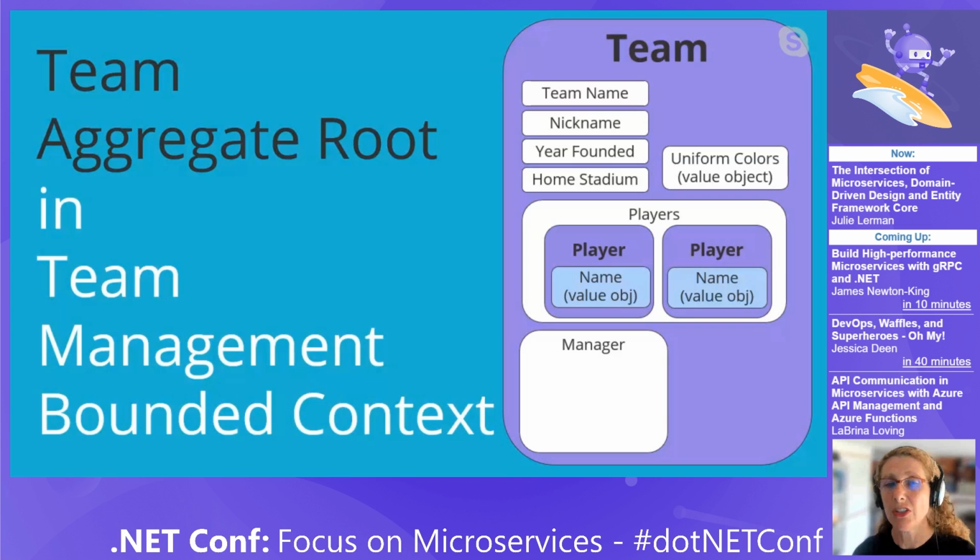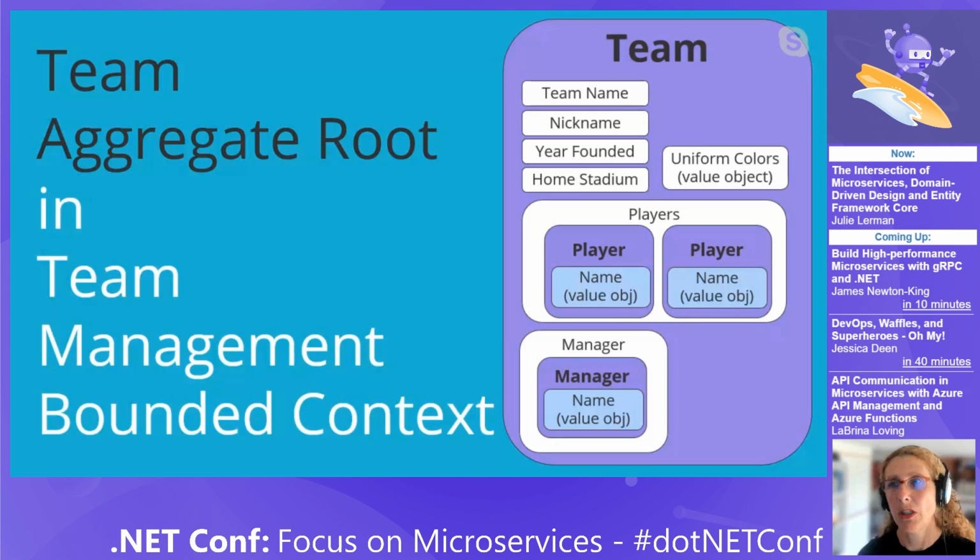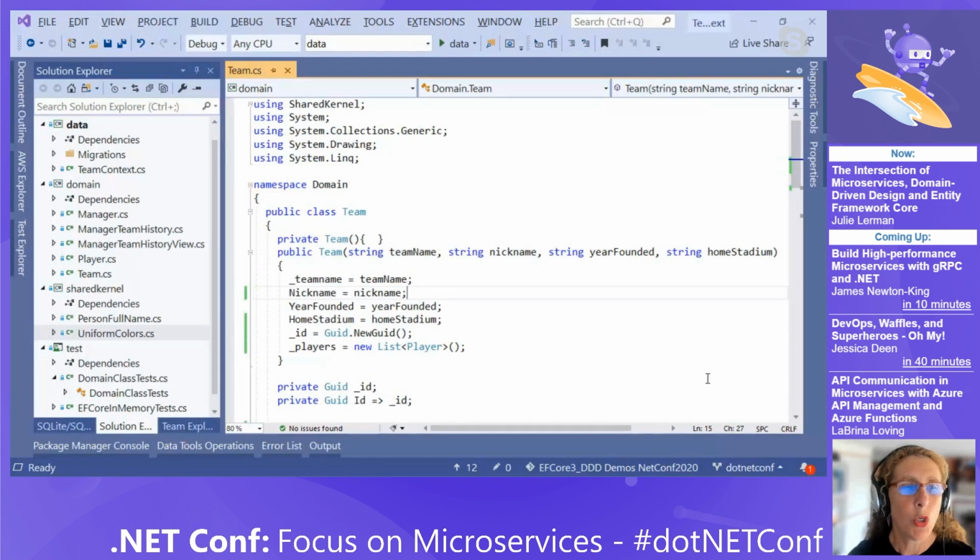And the player type has a property called name that itself is a value object. And I also have a one-to-one relationship between team and manager, since the team only has one manager at a time. And the manager also takes advantage of this value object called name. So what does this look like? So here's my team class.